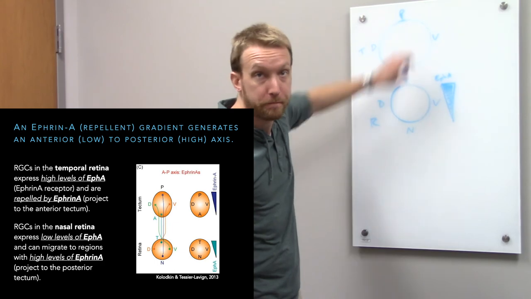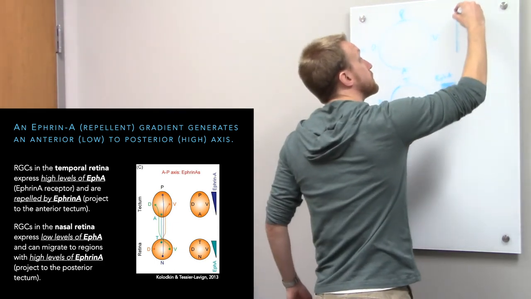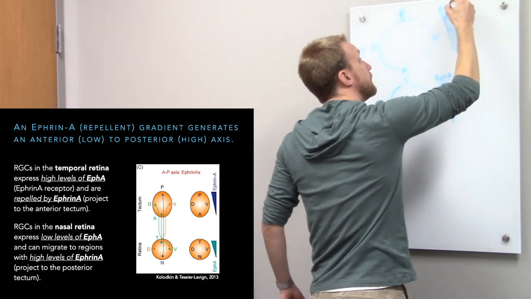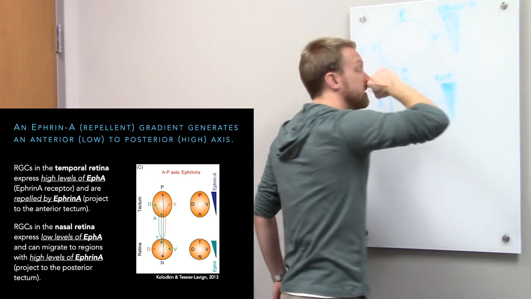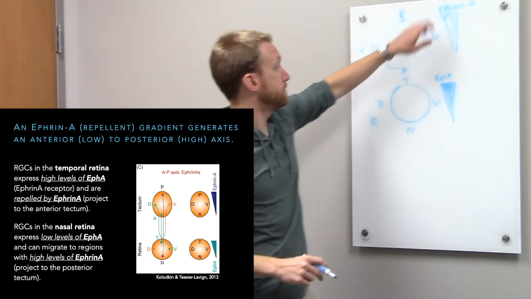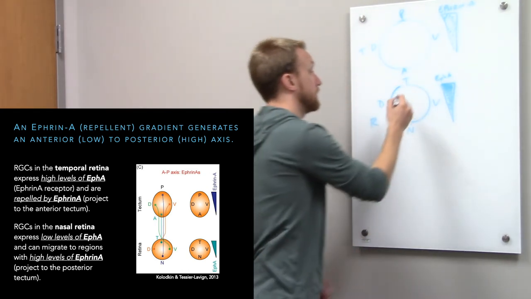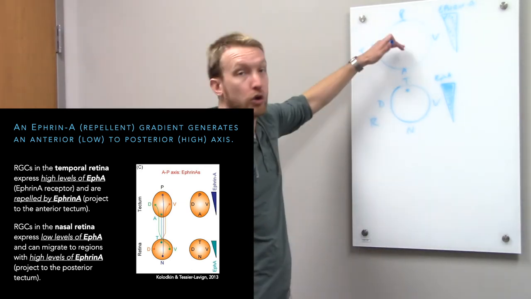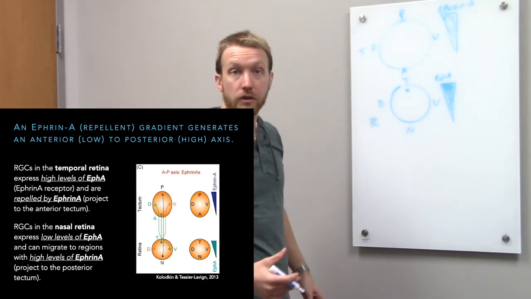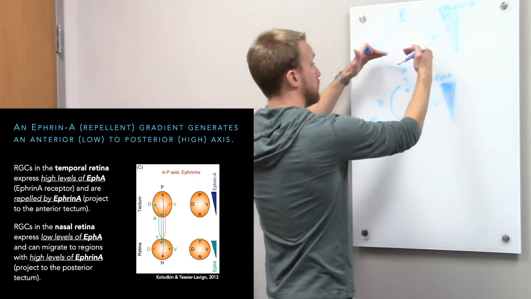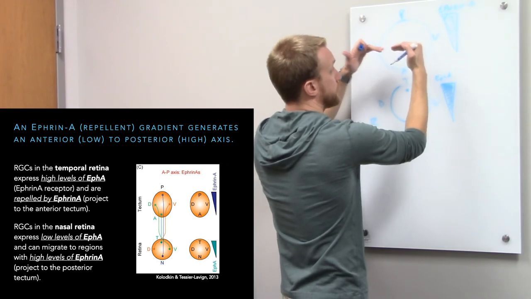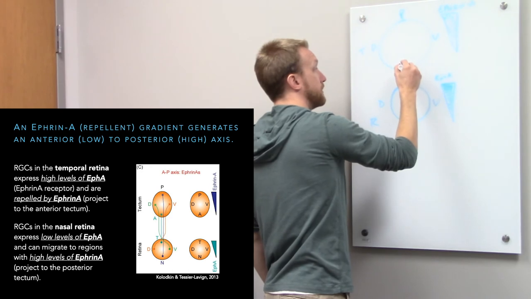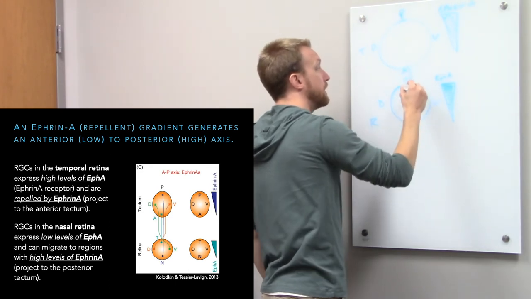Up here, we have a similar gradient of the efferent A ligand. Repulsive. So the temporal retinal ganglion cells are going to start to be repelled earliest. So they aren't going to grow as far. They can only settle in the most anterior regions of this optic tectum here. So they can't go that far.